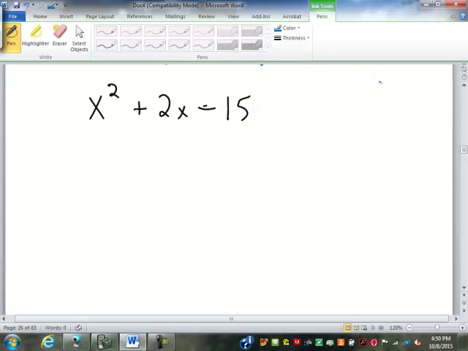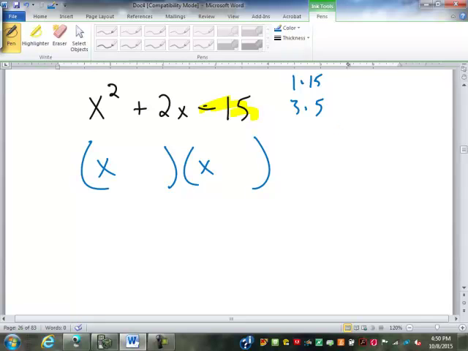Well, this one, common factors? No. What's different about this one, though? It's a negative 15 here. This is the issue. To multiply to make a negative number, we're going to have to use 1 positive and 1 negative. So, x times x still makes x squared. 15 is 1 times 15 or 3 times 5. But again, one of them's positive and one's negative. So let's do positive 3 and negative 5.